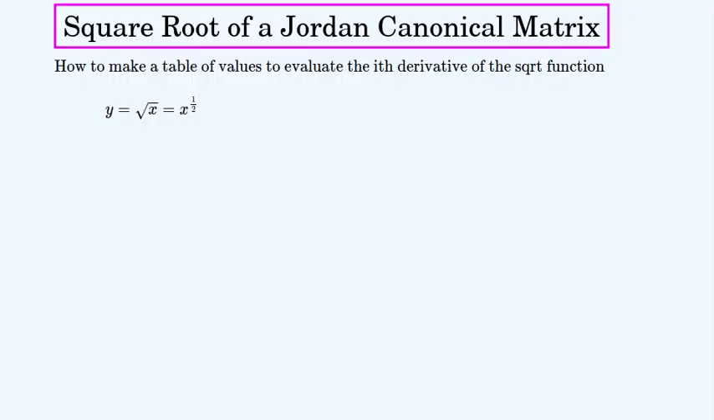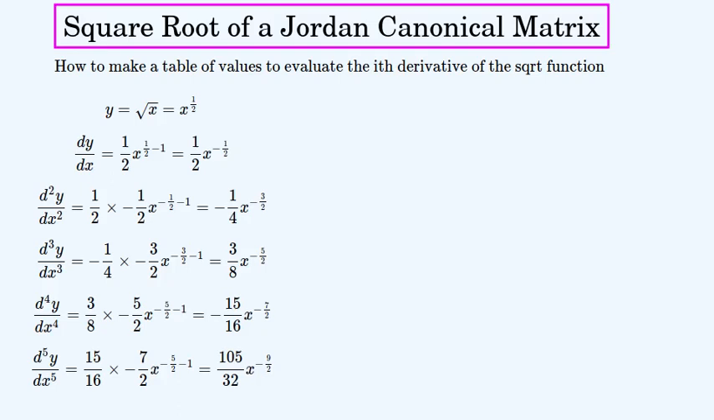Now to look at how to create a table of values so as to calculate the ith derivative of the square root function. We'll start by expressing the function in index form, with x raised to the power of a half. We can get the first derivative by using the exponent rule. We can then get the first 5 derivatives using the exponent rule and the multiplication by a constant rule.